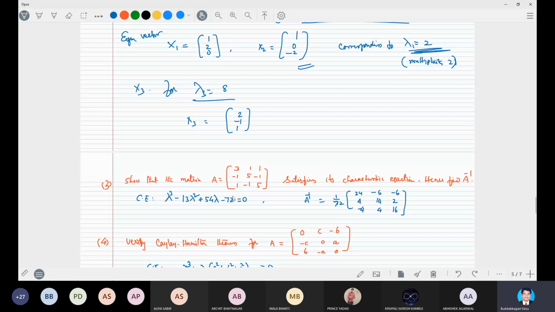You see, this is the characteristic equation. Determinant of A minus lambda I is equal to 0. What is the characteristic equation? Determinant of A minus lambda I is equal to 0, right? Right, sir. Good.